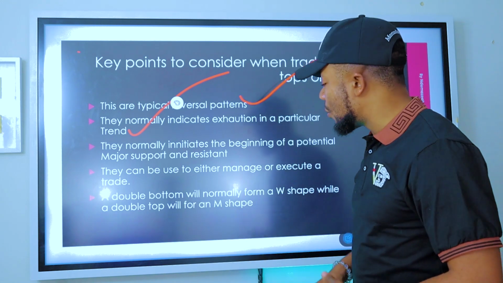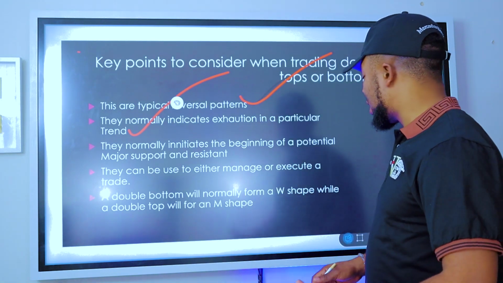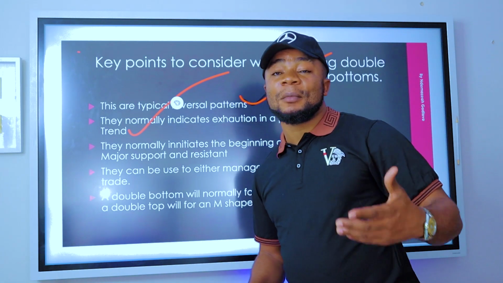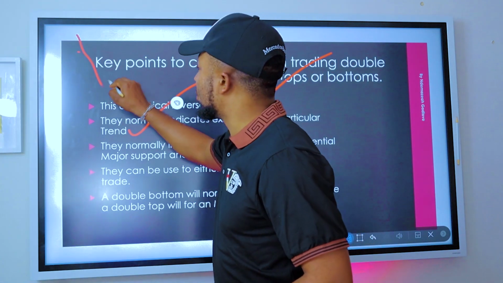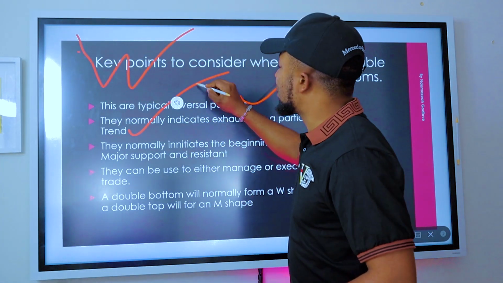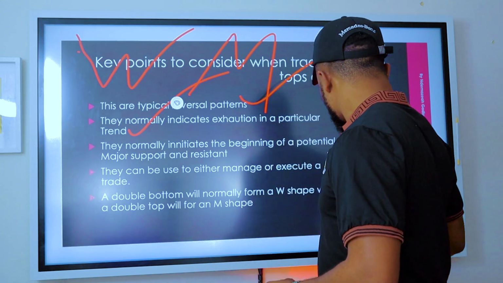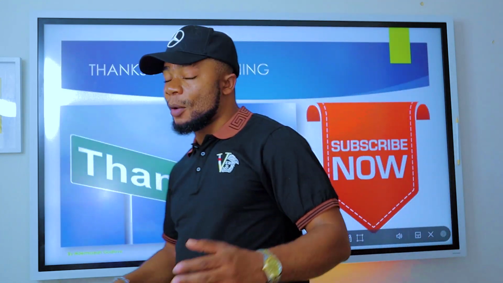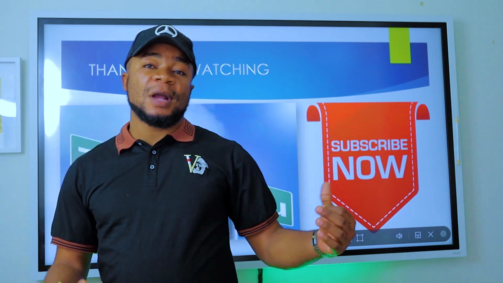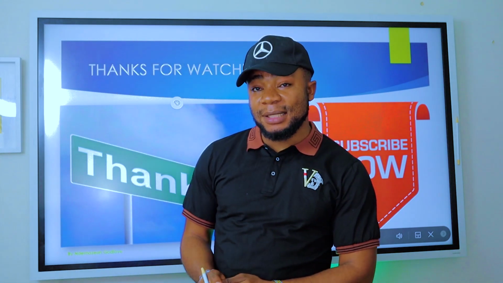And then a double bottom will normally form a W shape, while a double top will normally form an M shape. This is a double bottom, that is a W shape, and this is a double top, an M shape. So those are the few points you just have to note when it comes to double bottom and double top. With that being said, we've come to the end of this particular chart pattern.